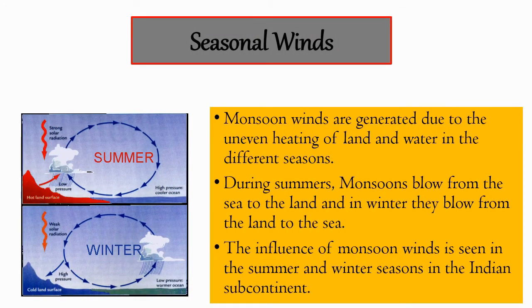Students, now we are going to discuss the third type of wind, that is seasonal winds. Monsoon winds are generated due to the uneven heating of land and water in the different seasons. During summers, monsoon blow from the sea to the land, and in winter they blow from the land to the sea.